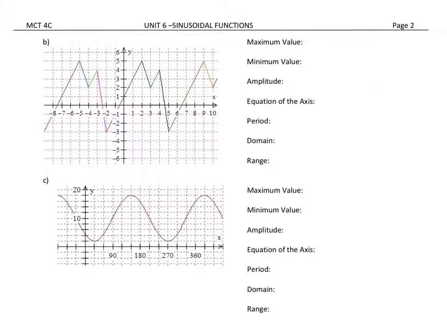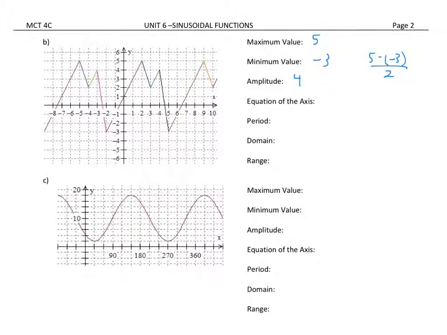All right, looking at our graph here, it looks like this one also has a maximum value of 5, but this time the minimum only goes as low as negative 3. The amplitude, again, I can subtract those, 5 take away negative 3. That gives me a total of 8 units between the maximum and the minimum, and then cut that in half and I get 4. So the amplitude here is 4.